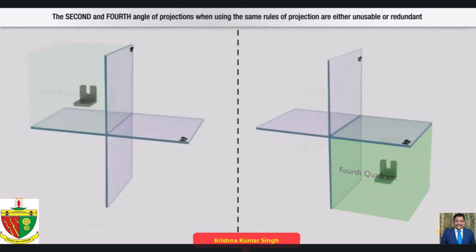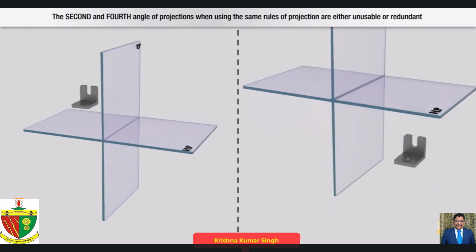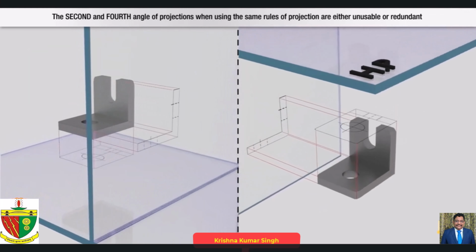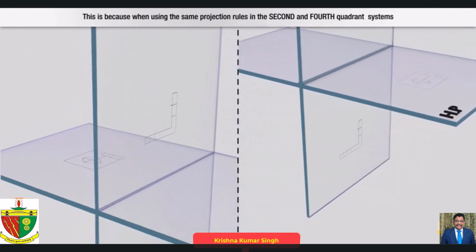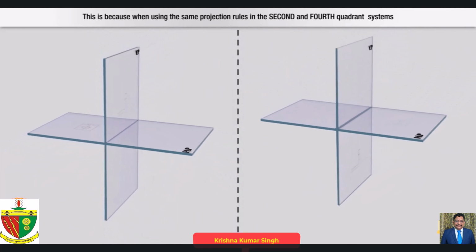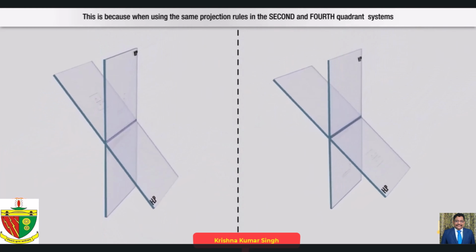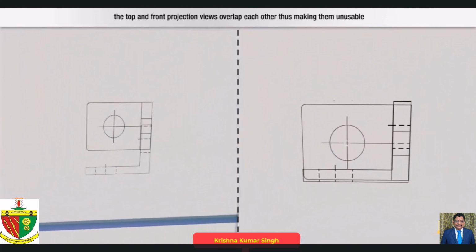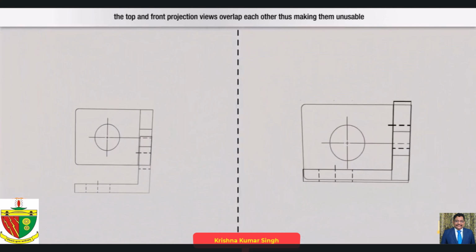The second and fourth angle of projections, when using the same rules of projection, are either unusable or redundant. This is because when using the same projection rules in the second and fourth quadrant systems, the top and front projection views overlap each other, thus making them unusable.